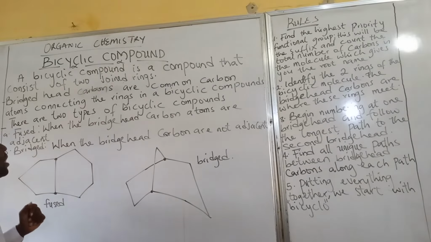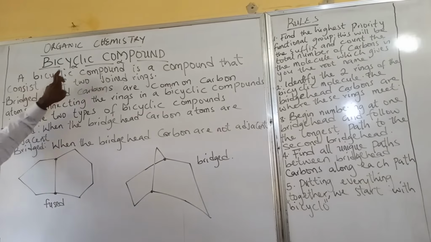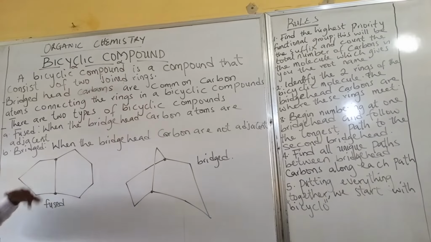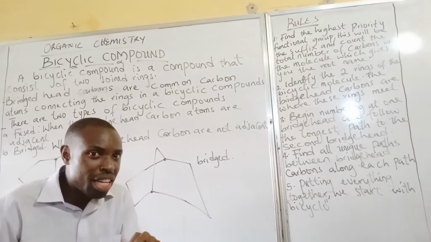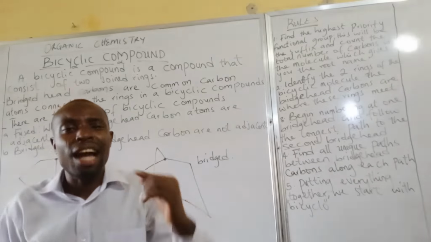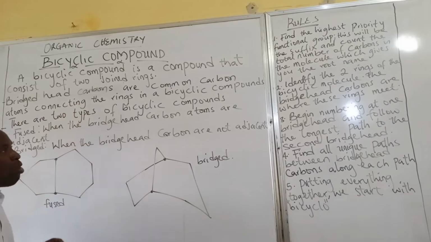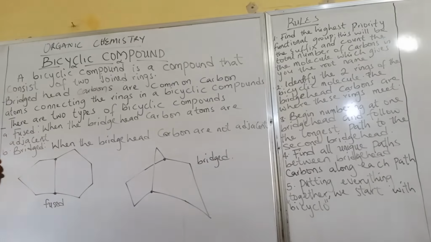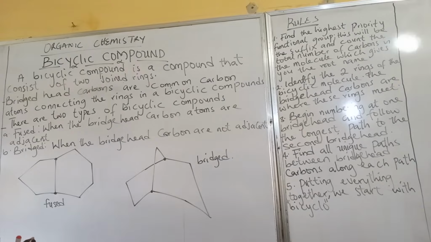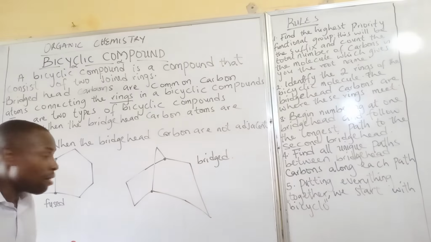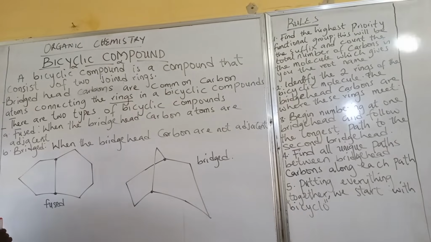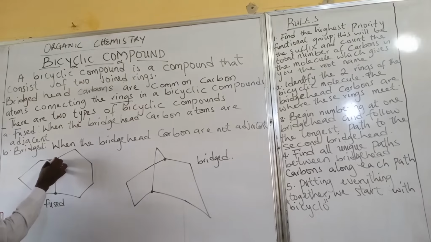Now, basically, we cannot talk about a bicyclic compound without first talking about what we call a bridge-head carbon. The question now is, what is a bridge-head carbon? Simple. Bridge-head carbons are the common carbons that connect two rings in a bicyclic compound. And how do we identify them?